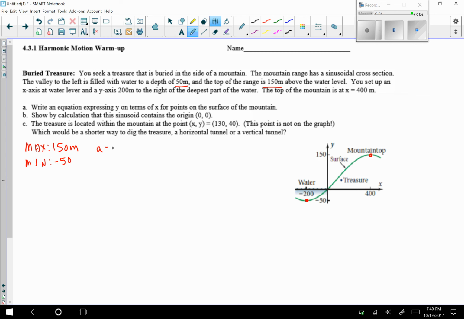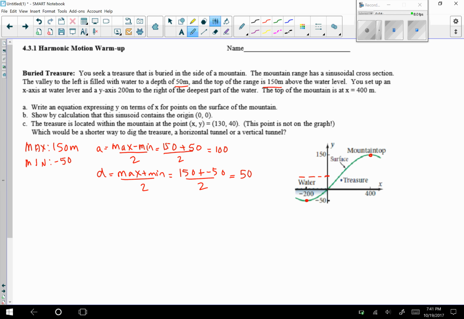So to find the amplitude, we know it's the maximum minus the minimum divided by 2. In this case, 150 minus negative 50 becomes positive 50, divided by 2, so that would give me an amplitude of 100. And my midline is going to be my maximum plus my minimum divided by 2. So 150 plus negative 50 divided by 2, and when you do that, you end up with 50 for your midline. So your midline would be somewhere in here.